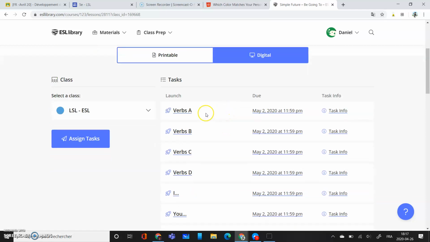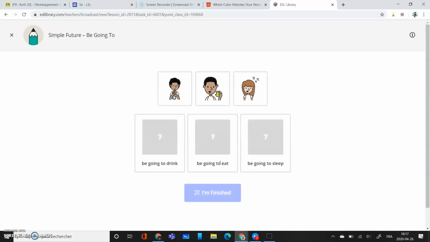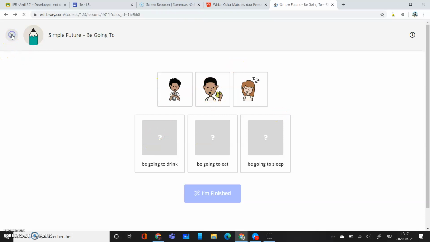So you have verbs to complete. You need to match the different verbs. So for example, be going to drink. Which one is going to be? Well, I guess this one. Be going to eat and be going to sleep. So make sure that you put the right card on the right spot.